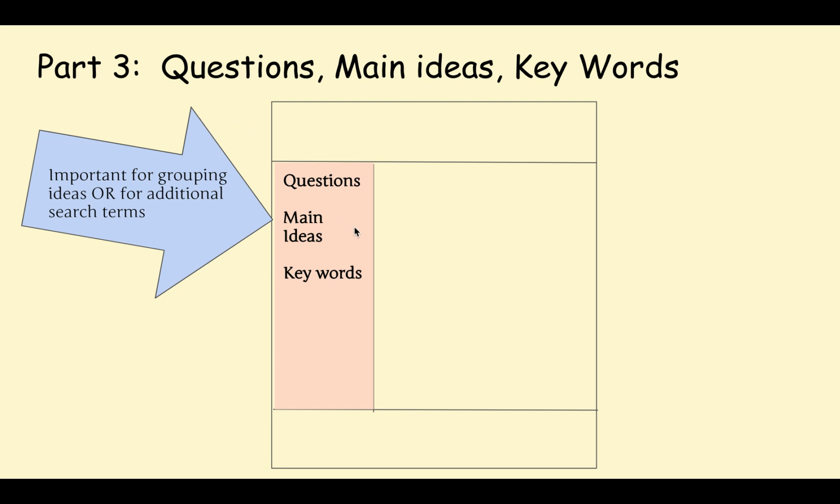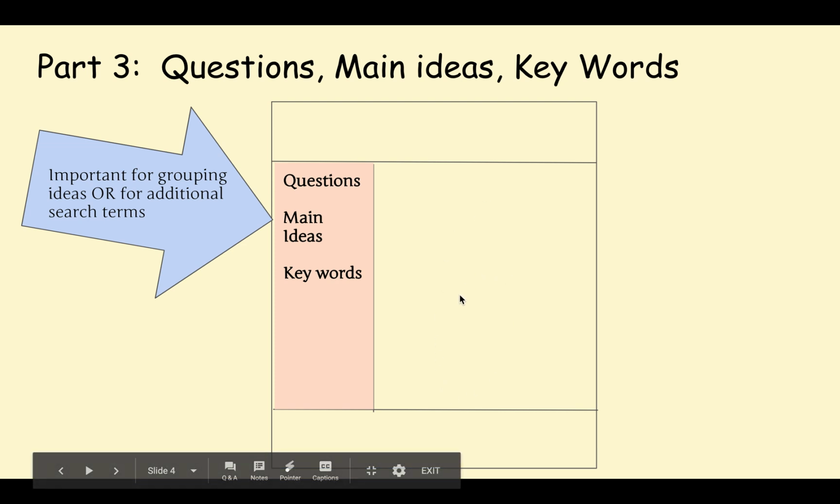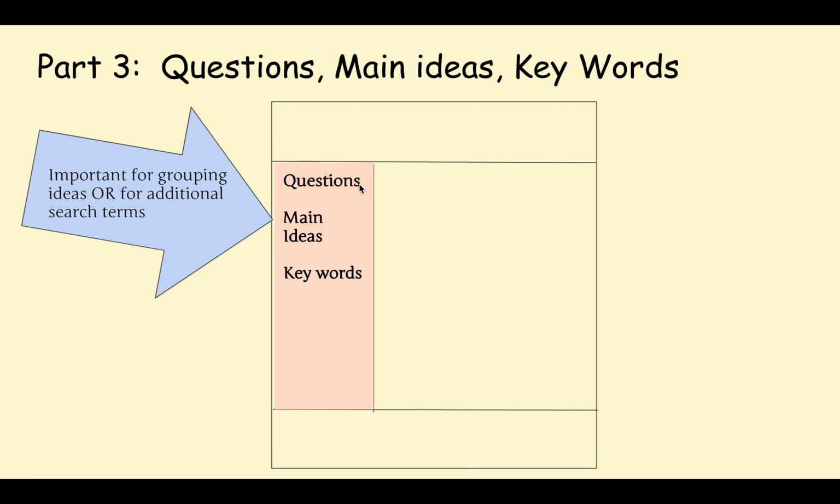The third part of Cornell Notes is this little sort of margin side. In this side, you're going to wait until you have all your notes done in the notes section, and then you are going to pose questions. You're going to summarize main ideas, or you're going to pull out keywords. This section is very important for grouping ideas together, or you may find additional key search terms. All right, so that's the third part of Cornell Notes.